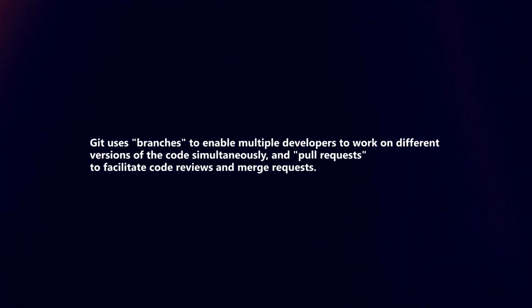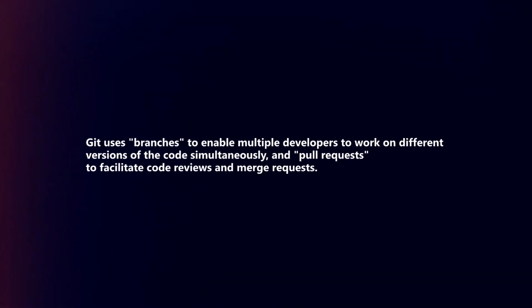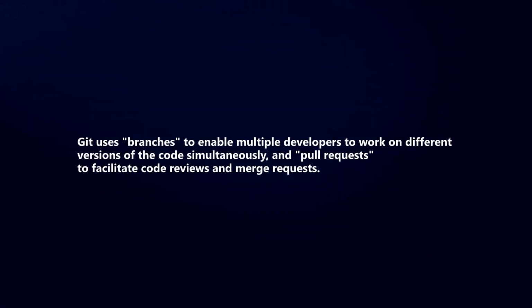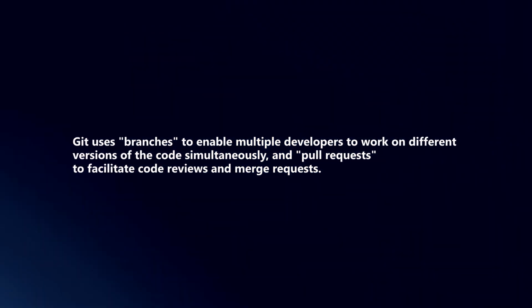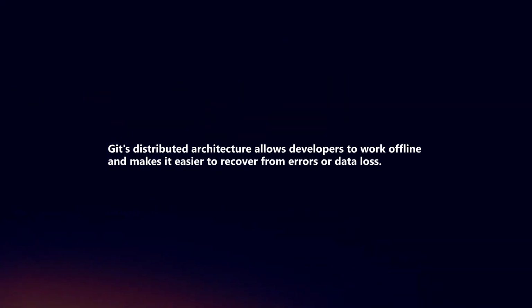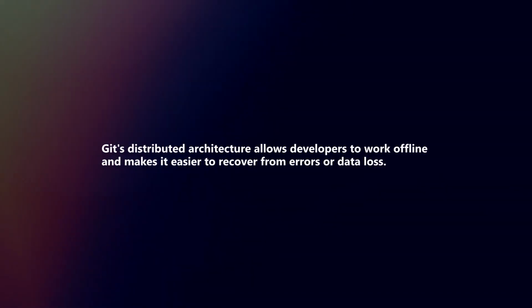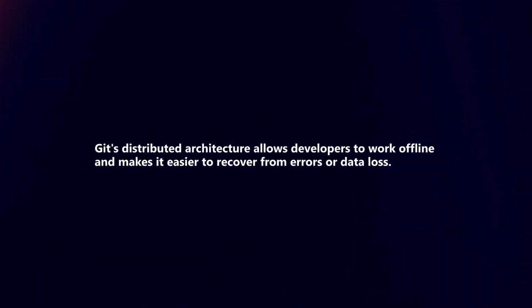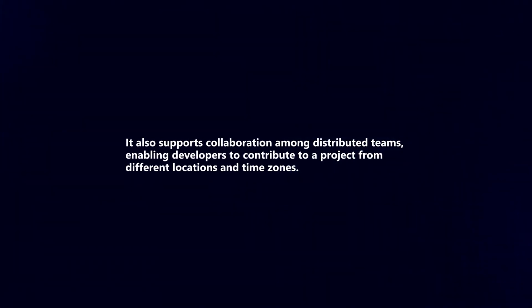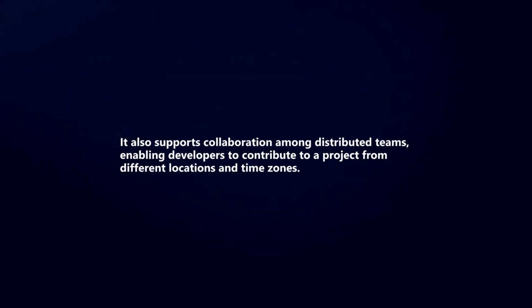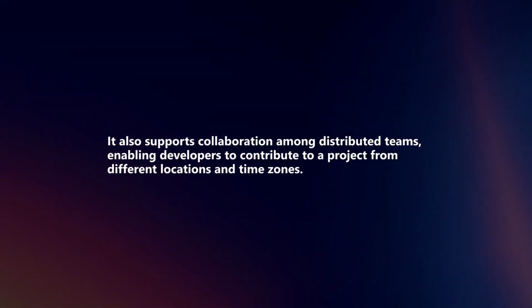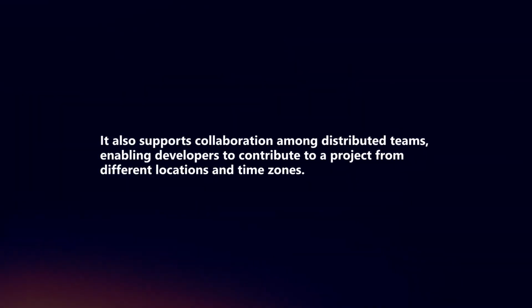Git uses branches to enable multiple developers to work on different versions of the code simultaneously, and pull requests to facilitate code reviews and merge requests. Git's distributed architecture allows developers to work offline and makes it easier to recover from errors or data loss. It also supports collaboration among distributed teams, enabling developers to contribute to a project from different locations and time zones.